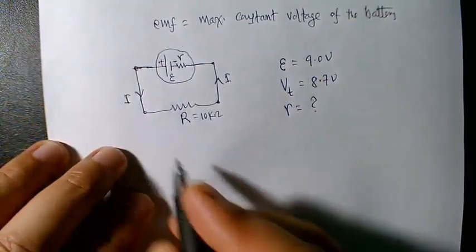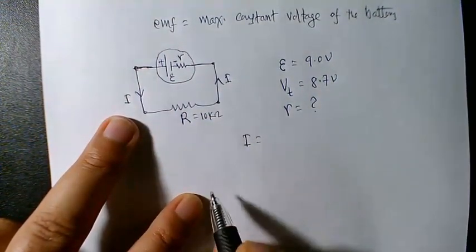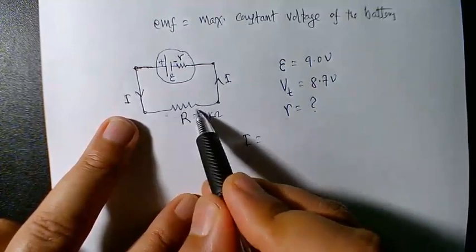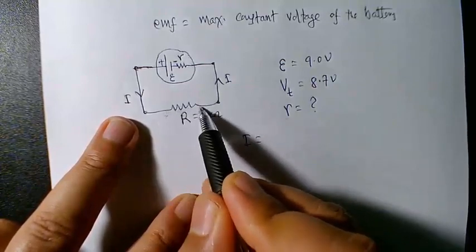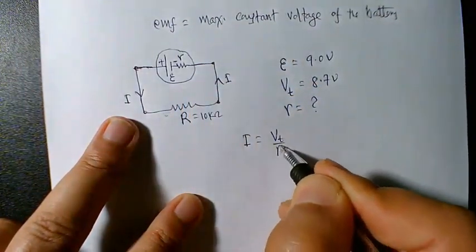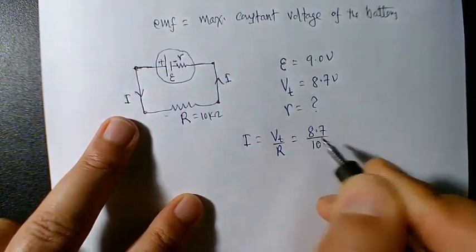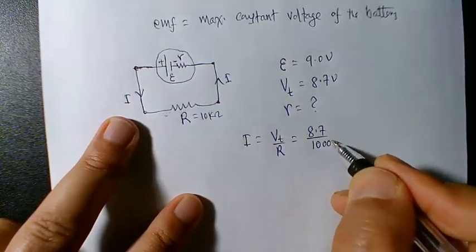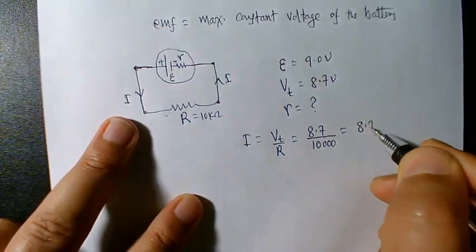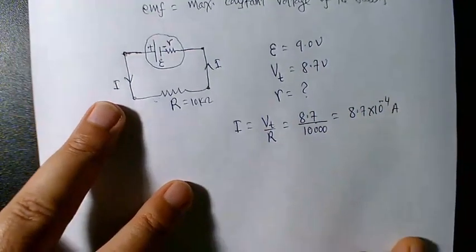First of all, you need the current. How do you find the current? Current can be calculated from this information. The voltage across this external resistor, 10 kilo ohm, is 8.7 volts. So Vt divided by R, from Ohm's law. 8.7 divided by the resistance, 10 kilo ohms, remember, 10,000. You must convert into ohms. So that's 8.7 times 10 to the power negative 4 amps, a little current.